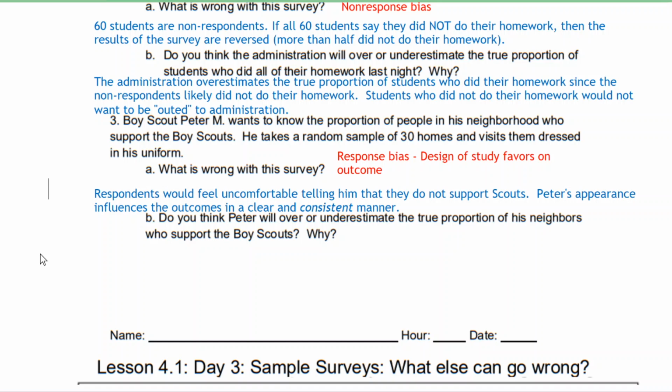So, since Peter's appearance is going to influence the outcomes in a clear and consistent manner, this is a response bias. This is going to be an overestimation, or Peter's going to overestimate the true proportion of neighbors who support the Boy Scouts. And again, we said that the people who responded are less likely to say that they do not support the Boy Scouts, because that would mean that they're also going to tell Peter to his face that they don't support him.